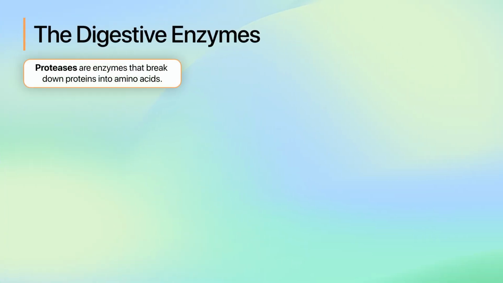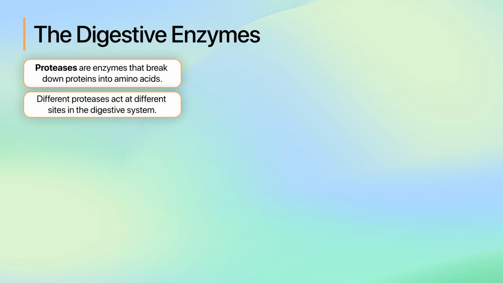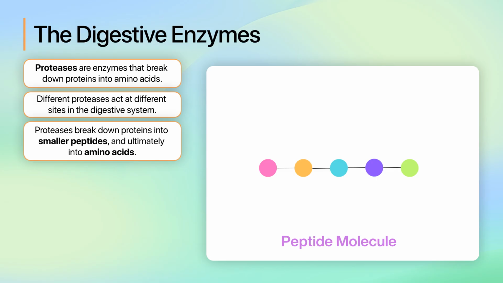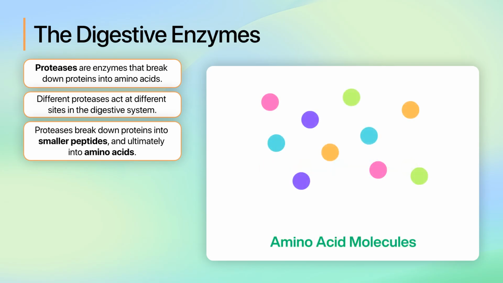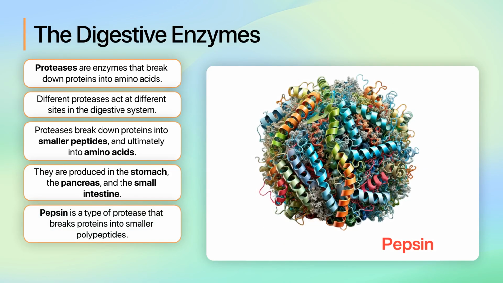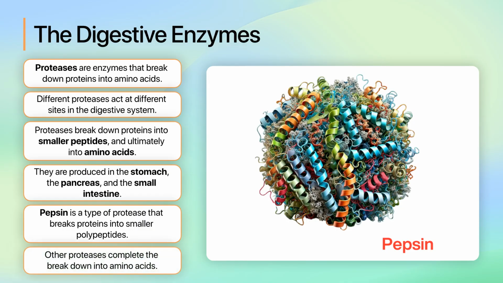Proteases are enzymes that break down proteins into amino acids. Different proteases act at different sites in the digestive system. Proteases break proteins into smaller peptides, and ultimately into amino acids. They are produced in the stomach, the pancreas, and the small intestine. Pepsin is a type of protease that breaks proteins into smaller polypeptides. Other proteases that are produced in the pancreas and small intestine complete the breakdown of polypeptides into individual amino acids.